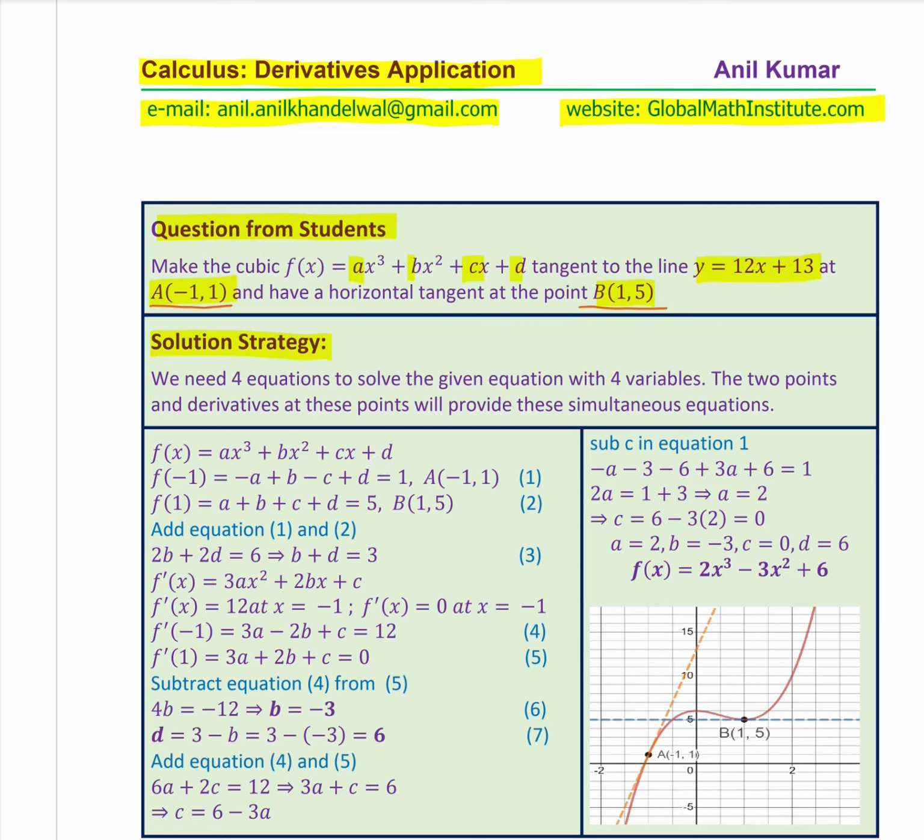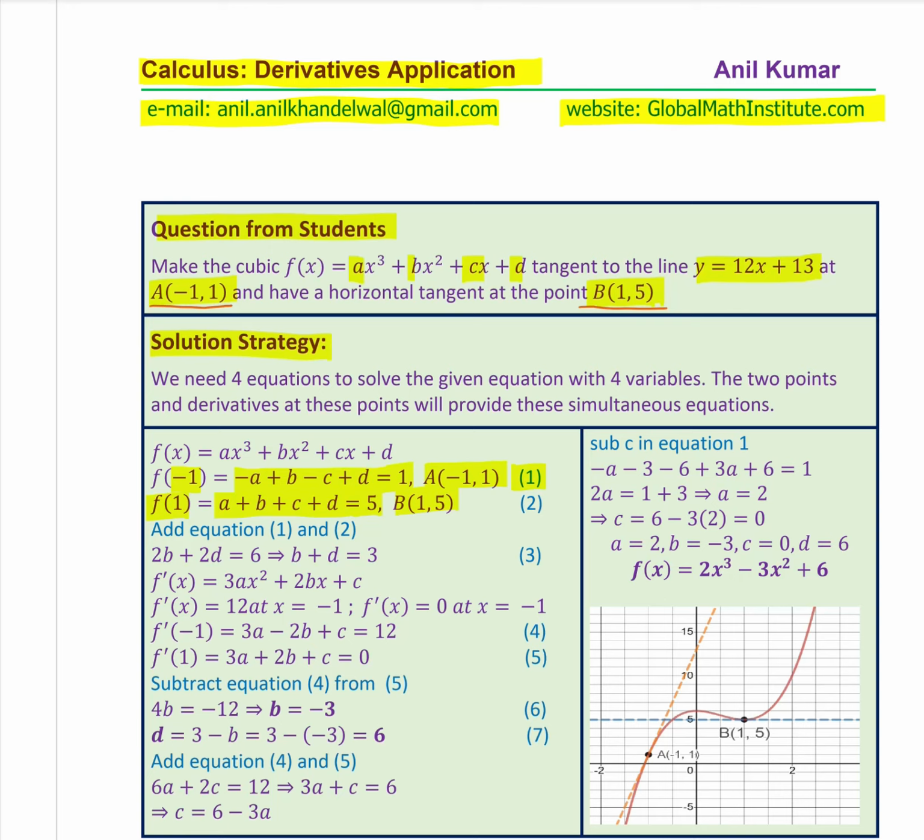Now, using one of the points, we get our first equation. Point A is given to us as minus 1, 1. When we substitute minus 1 here, we should get 1 as the output. Substituting minus 1 for x gives us the relation minus a plus b minus c plus d equals 1. We'll call this our equation number 1. Now, the second equation we are going to get by using point B. So point B is 1, 5. Replace x with 1 and y with 5, right? So you get the second equation, which is a plus b plus c plus d equals 5.